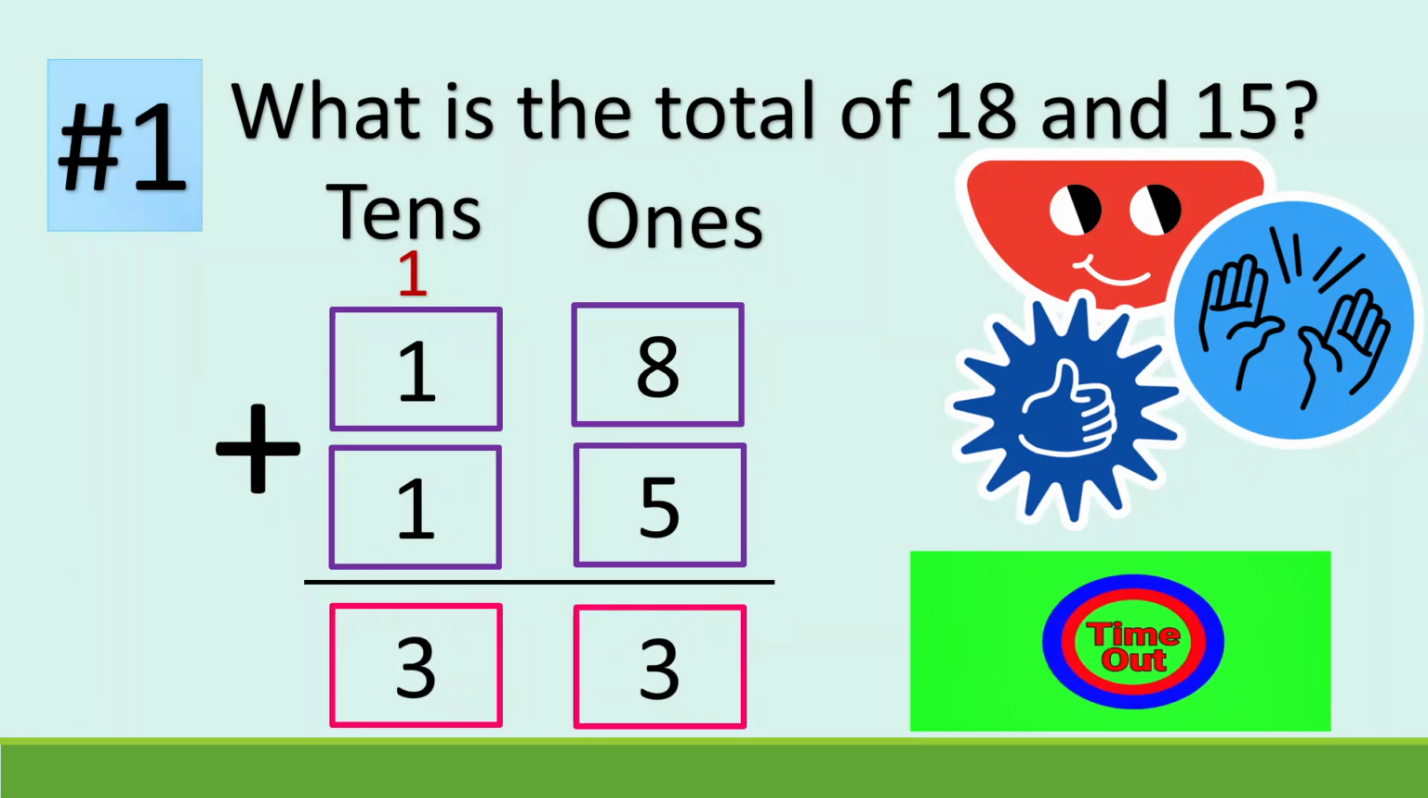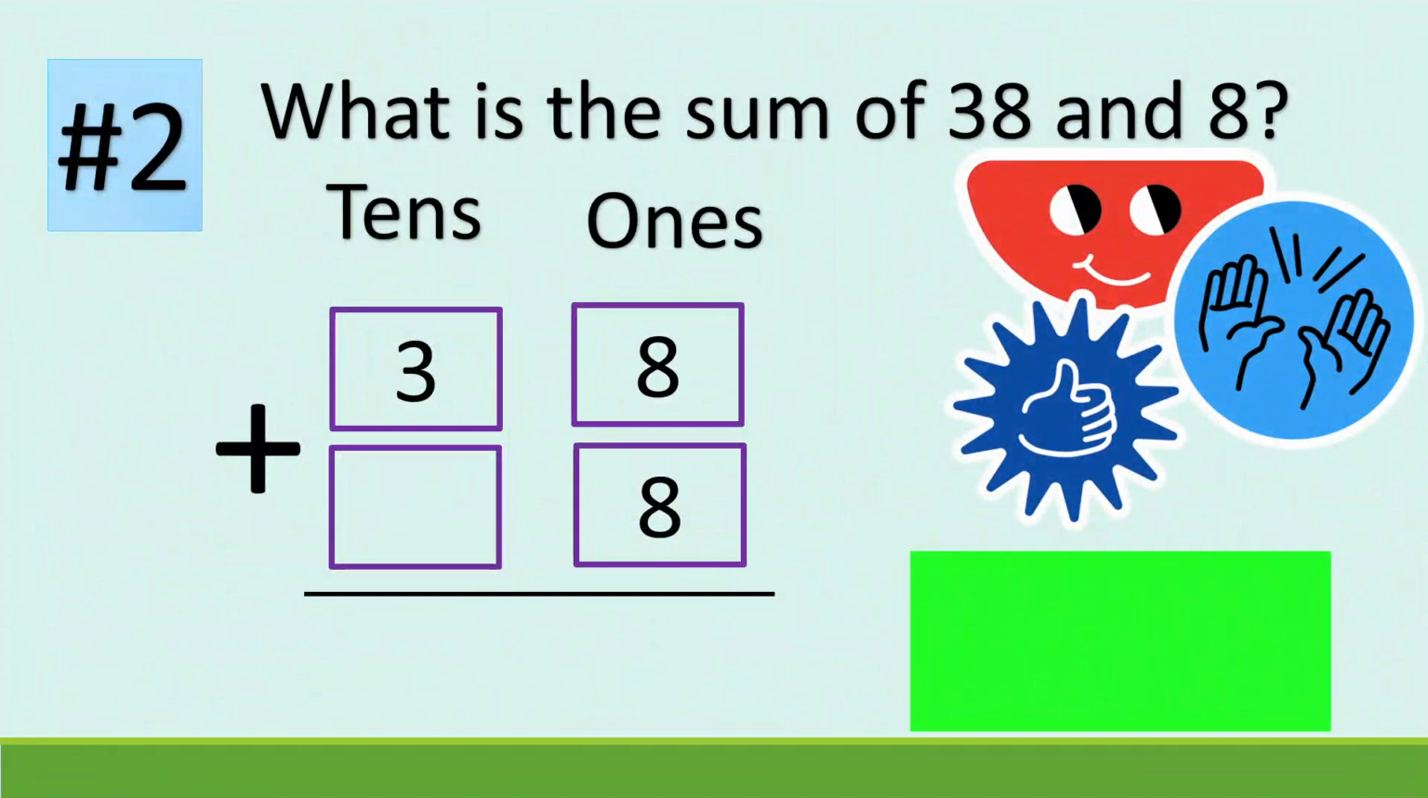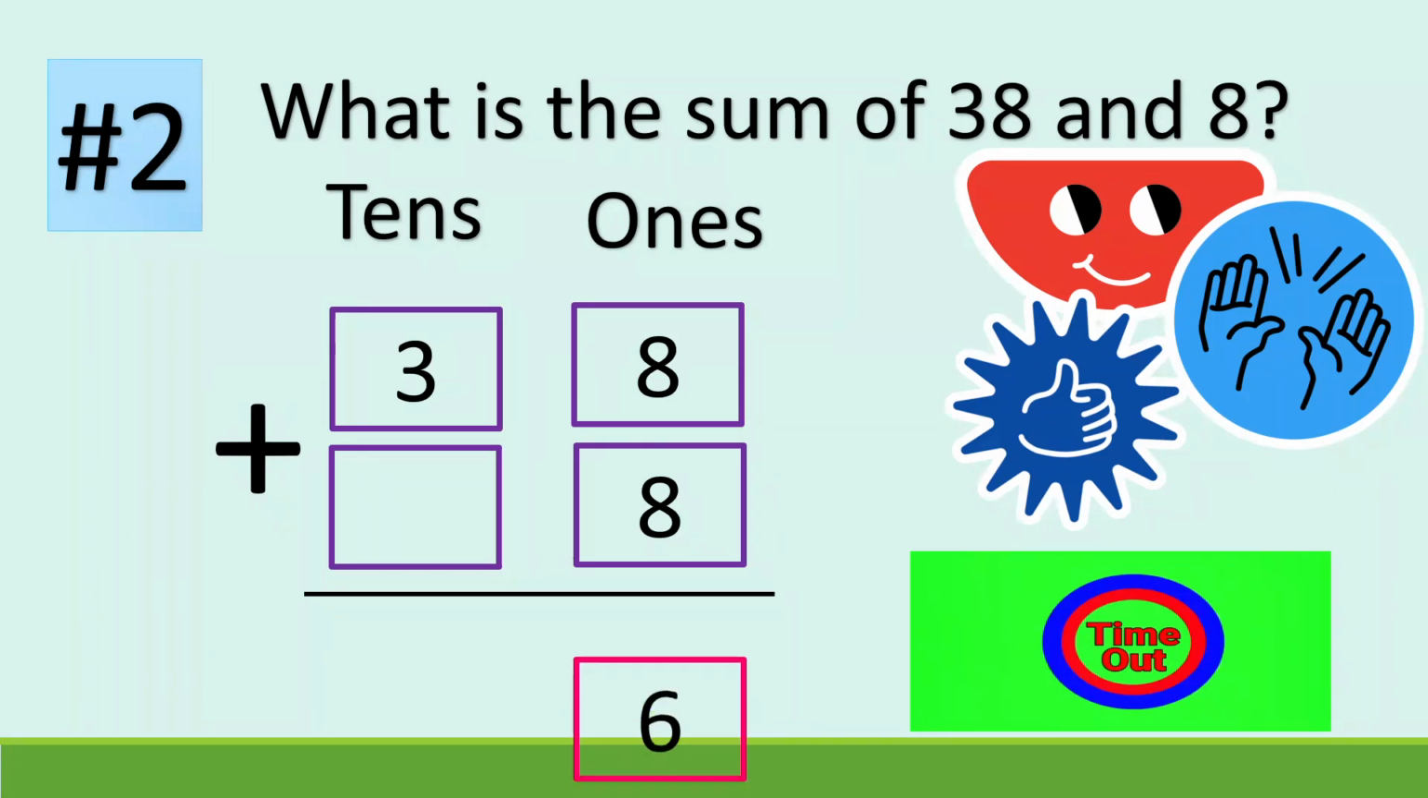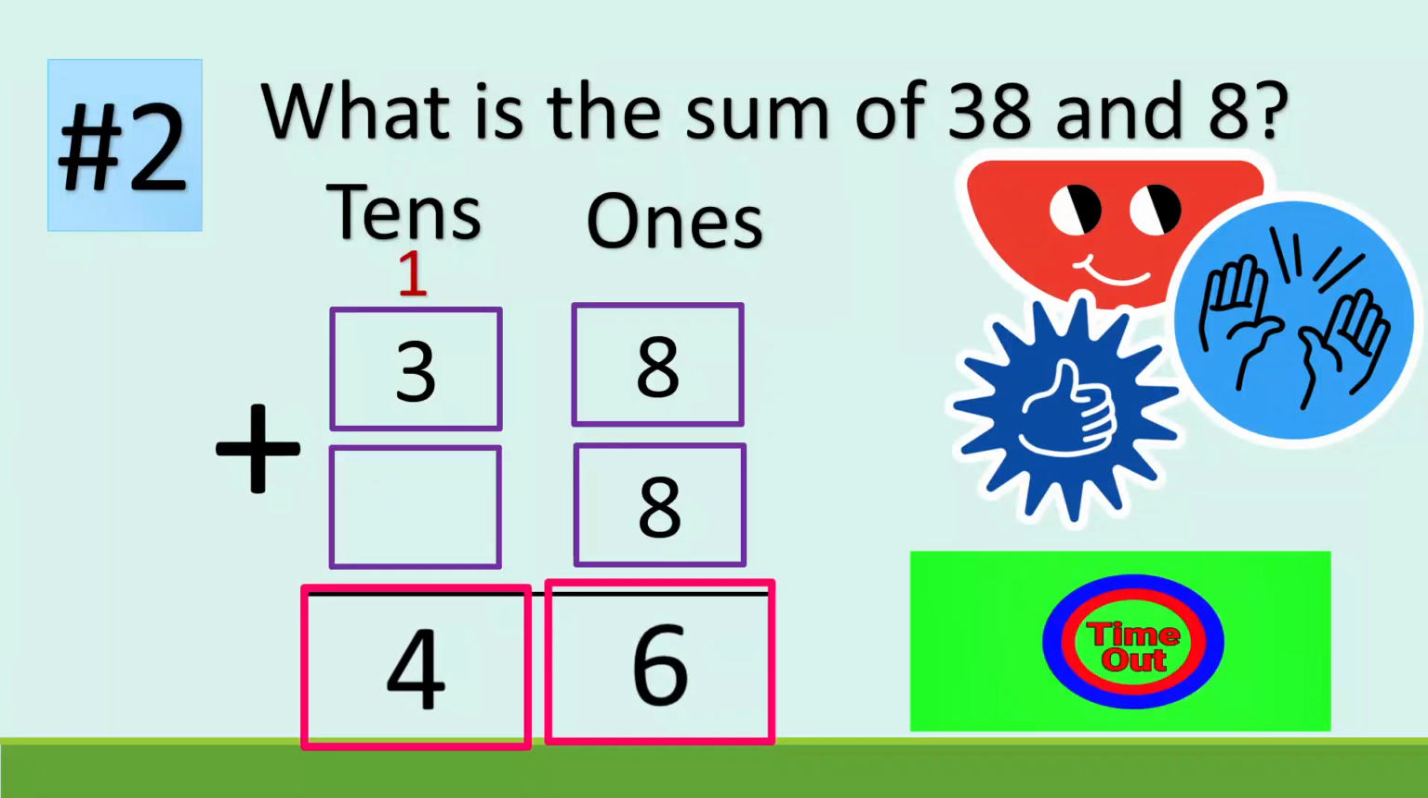Okay, let's have the second one. What is the sum of 38 and 8? Alright, go! Alright, time is up. So let's add 8 and 8 first. So it's 16, that is 10 and 6. So we bring down 6, carry over 1 in the tens place, and add the tens. 1 and 3 is 4. Yay, it's 46. Very good.